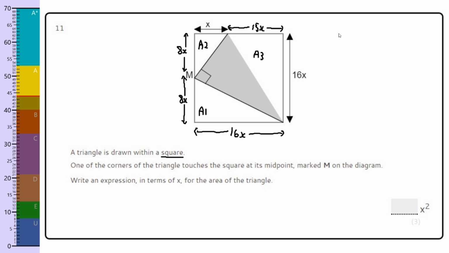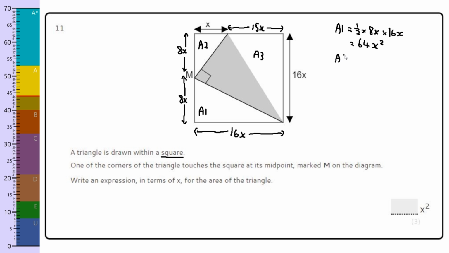So let's work out area 1. The height is 8x. The base of that triangle is 16x. And then we need to halve it. So it's going to be half times 8x times 16x. Now, I'm going to use that half to halve that 16 to make that 8. So 8 times 8 is 64, and x times x is x squared.